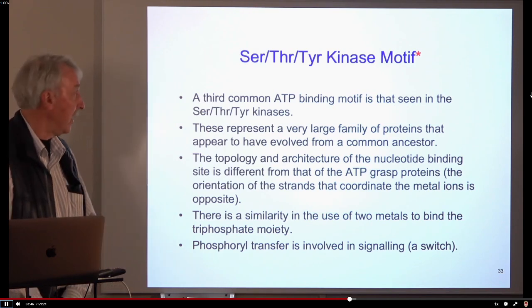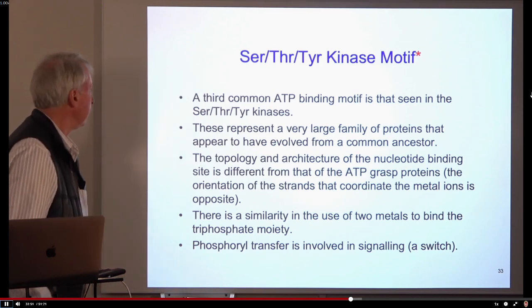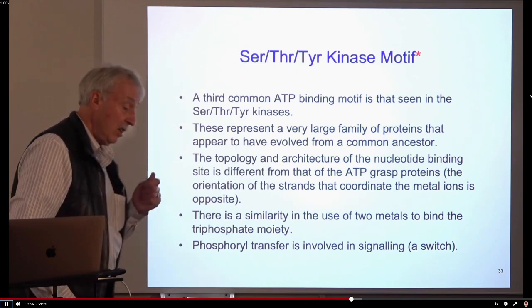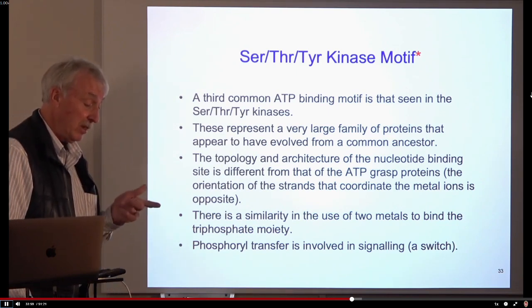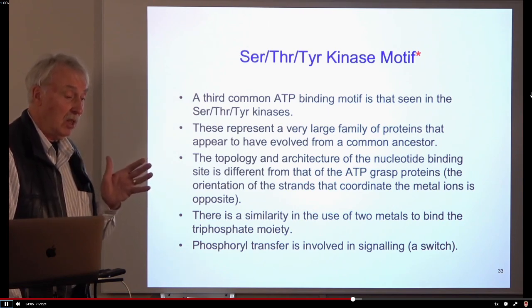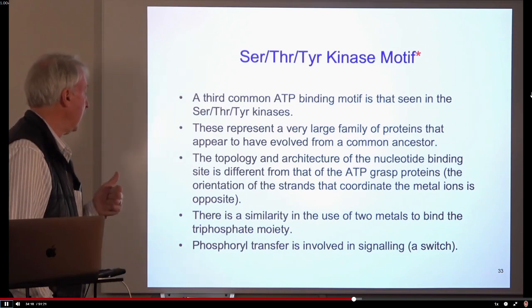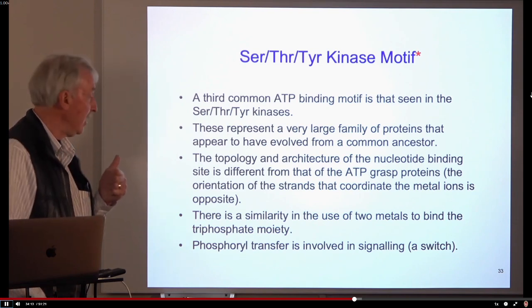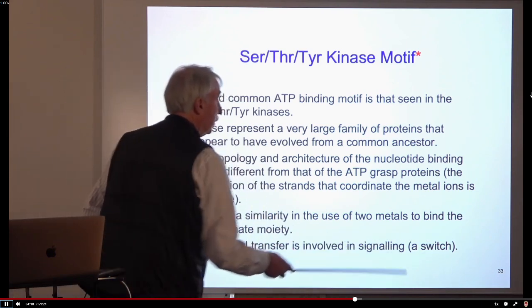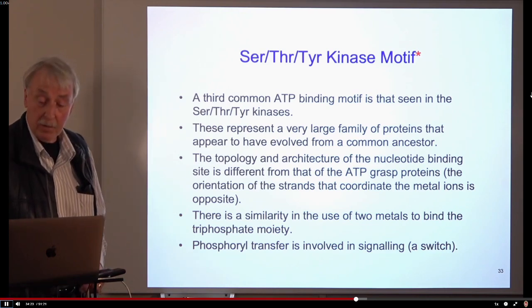Now, the next class of enzymes that I'd like to talk about are the serine, threonine, tyrosine kinase class of families. This is a very important class of enzymes in eukaryotes. It's a very large group, and it appears that they've all evolved from a common ancestor. So we're transferring a phosphoryl moiety from ATP to a hydroxyl group on a hydroxyl-containing side chain. And they're important for switches, so they play an enormous role in signaling. Again, this is a switch. So the phosphorylation functions to change the properties of the protein as a consequence of having a phosphoryl moiety on them.